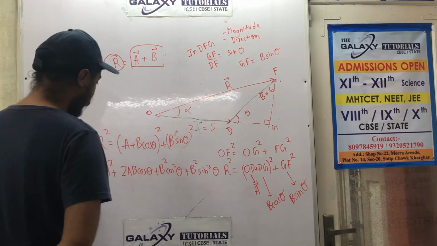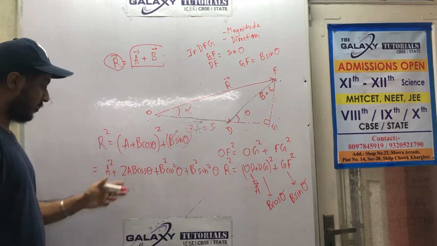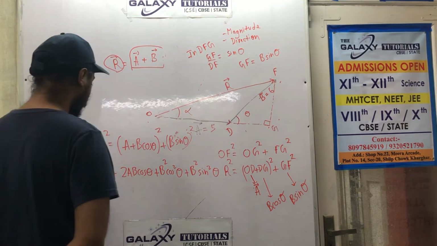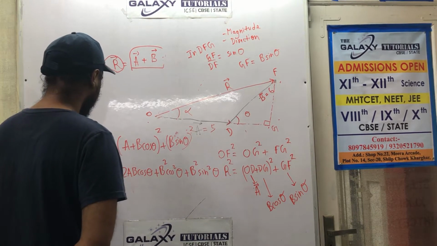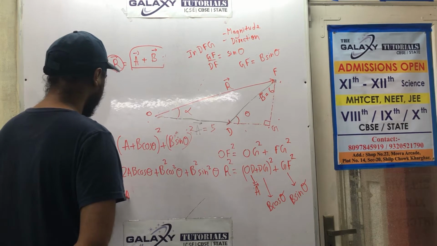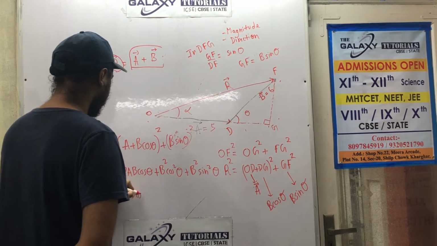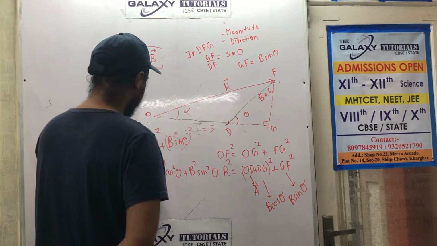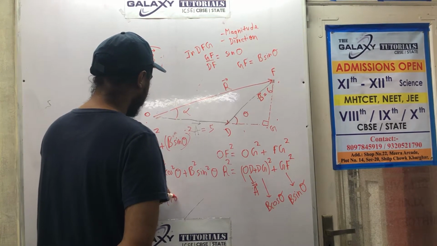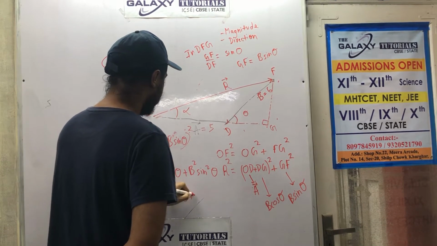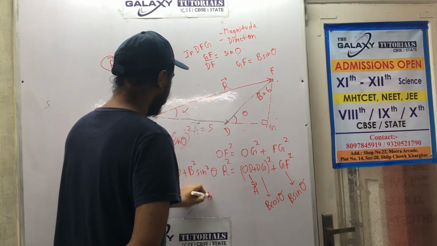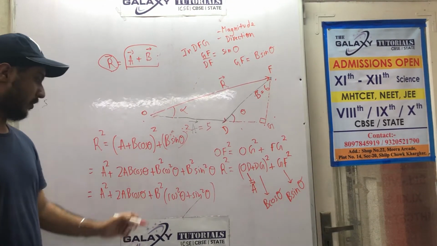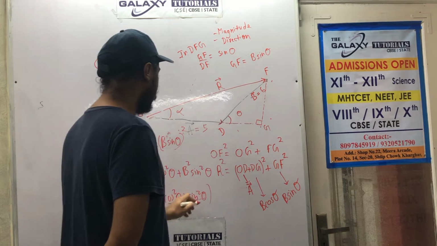Okay, let's see if anything is coming common here. You can see that in this equation you can take out B square. So this will come out to be A square plus 2AB cos theta plus B square into cos square theta plus sin square theta. Okay, so what is cos square theta plus sin square theta? You all know already, you have studied in 10th standard. That is equal to 1.